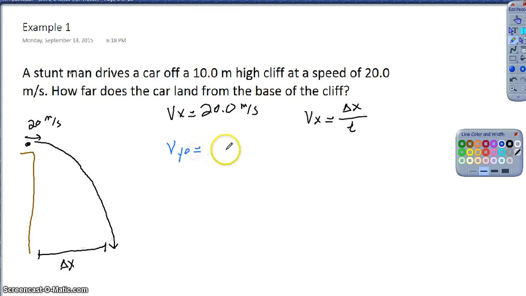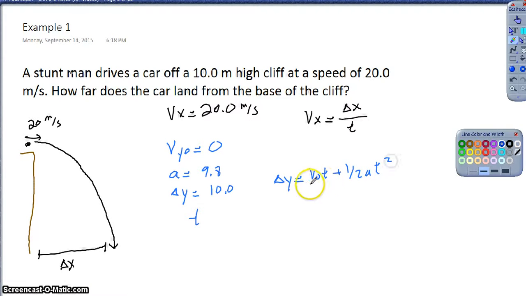I know my initial vertical velocity is 0 because he's not moving up or down. My acceleration due to gravity is 9.8. My height of the cliff there, my delta y, if you will, is 10 meters. And so since I have those three measurements, I can pretty easily find my time. Right, so delta y equals v sub 0 t plus 1/2 a t squared. And then solving for my time, I just get 10 equals 1/2 times 9.8 times t squared, and then solve for that. So when I solve for that time, I get that to be about 1.43 seconds.